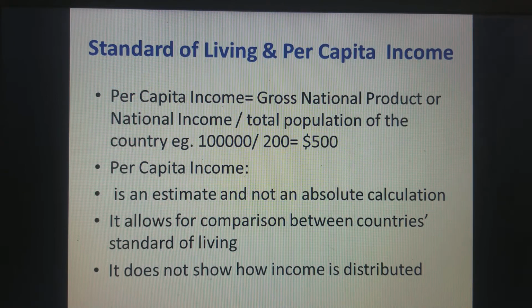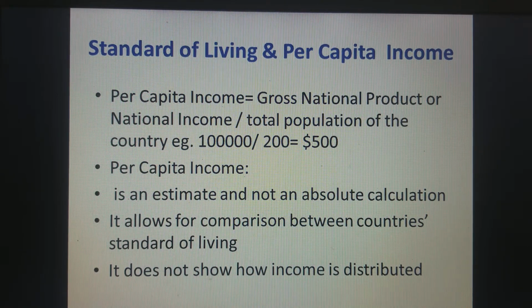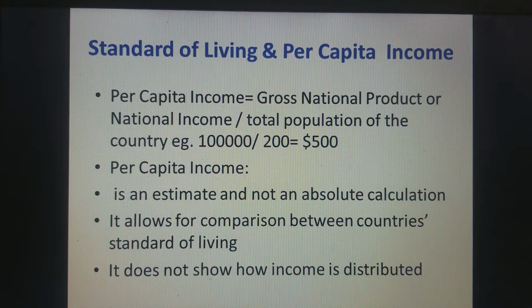Per capita income does not show how income is distributed. Remember now, the national income is a gross or an aggregate figure. It does not show whether the majority of the population is earning above a certain threshold or a certain amount per month. It does not show that. It does not show, as I said, the distribution of the income.